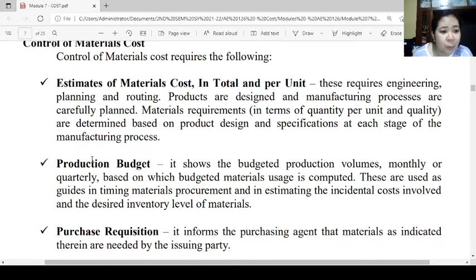Number 2, there should be a production budget. So this is like a plan. It will show the budgeted production volumes in monthly or quarterly periods, based on which budgeted materials usage is computed. This will be used as a guide in timing materials procurement and to estimate the cost involved in the desired inventory level of materials. So this is planning ahead for production.